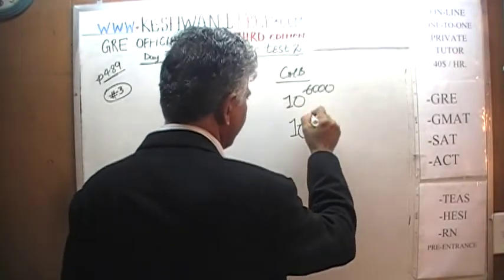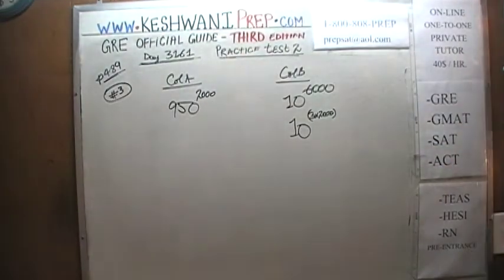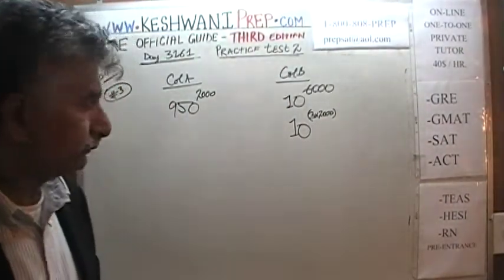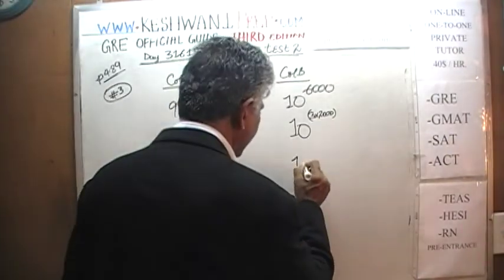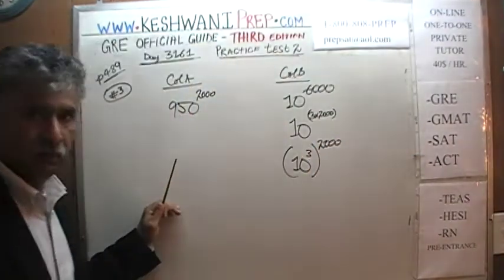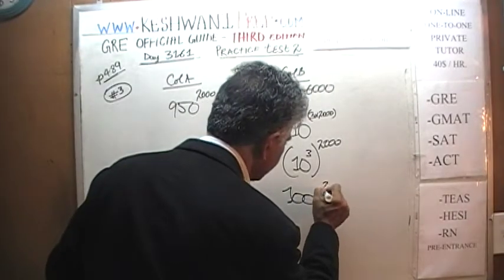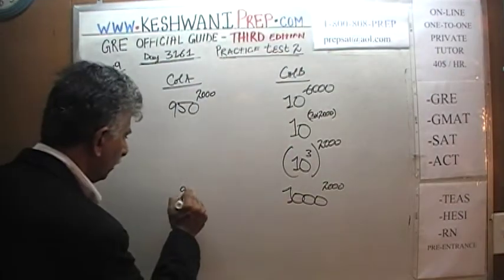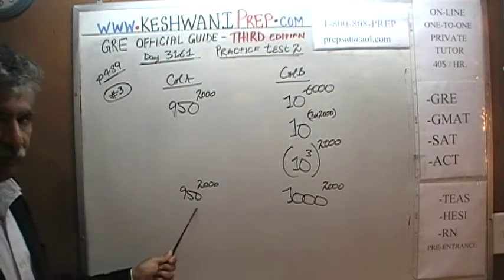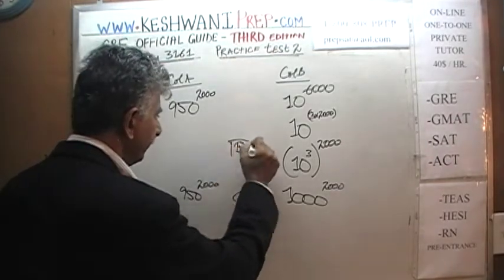Can we write 10 raised to 6000 as 10 raised to 3 times 2000? Why not? And can we write that in turn as 10 raised to 3 and then 2000 outside? Of course. And 10 raised to 3 we know is 1000. So there you go, we have 1000 raised to 2000 or 950 raised to 2000. Which one do you suppose is going to be bigger? Of course, 1000 raised to 2000. The answer is B.